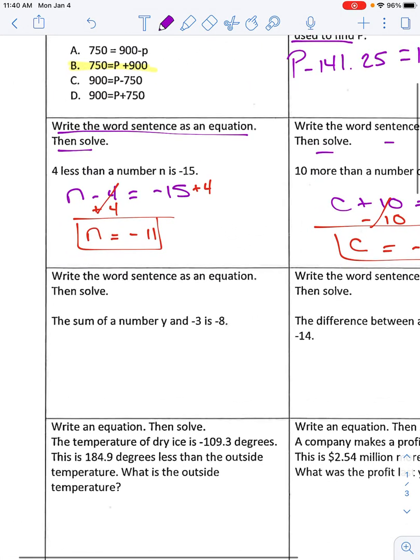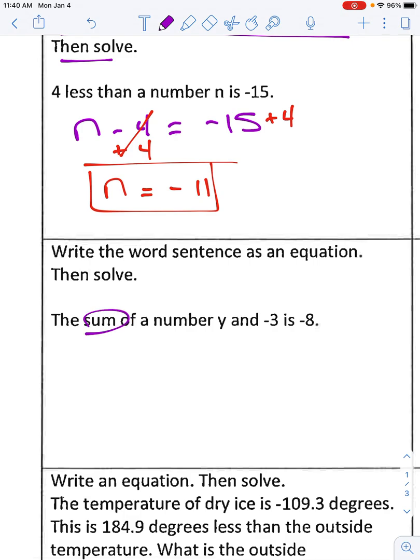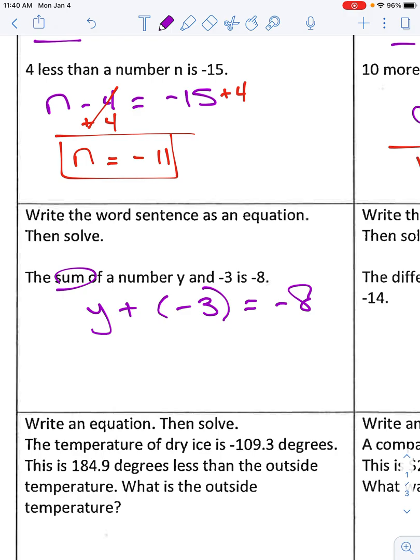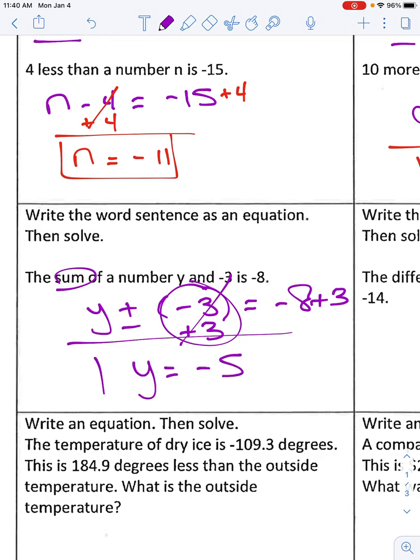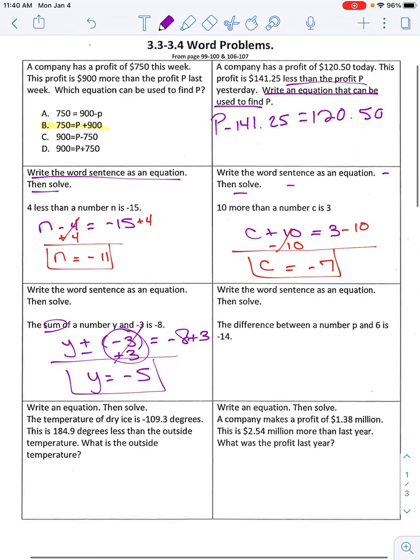Okay. The next one, write the word sentence, then solve. Sum of y and a negative 3 is a negative 8. Okay. Again, we want to isolate the variables. So it says negative 3. The only way to get that to 0 or just having y left would be to add 3, even though it's a sum, it's an adding. You have to do the inverse of this. So that's a negative 3, so we're going to add 3 to both sides. Negative 3 plus 3 is 0, which is what you want. You want to isolate that variable, and we would get negative 5.